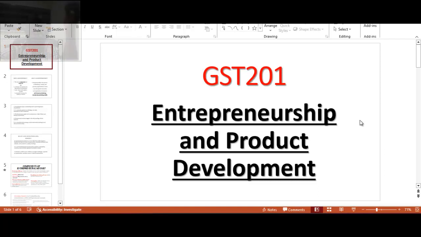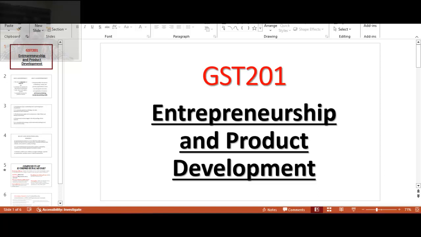As you know, the course is GST201 for 200 level, and the title is Entrepreneurship and Product Development. Now, when we're talking about product, it doesn't imply a good or a unit of a product. It basically implies anything that has an economic value. For example, if you have a skill that you could monetize, such a skill has become a product, because it has economic value.